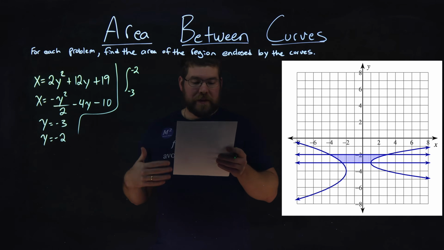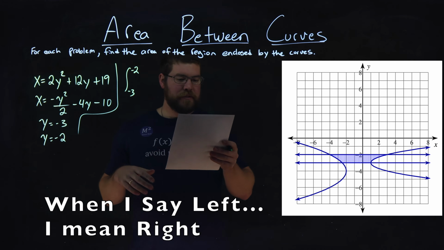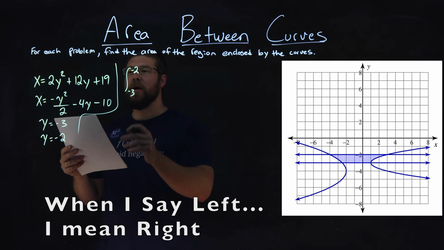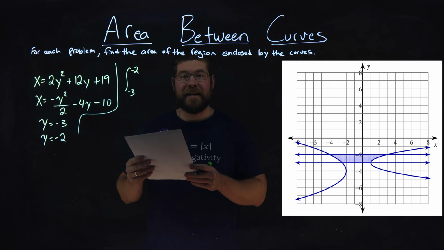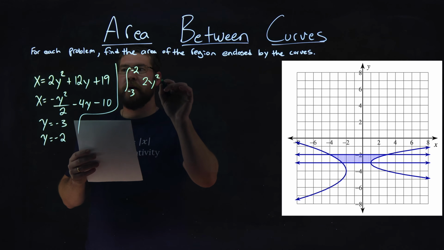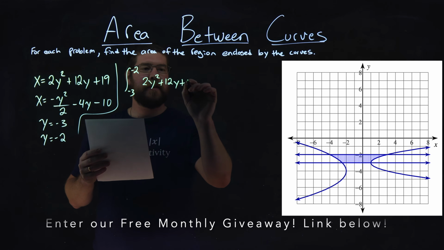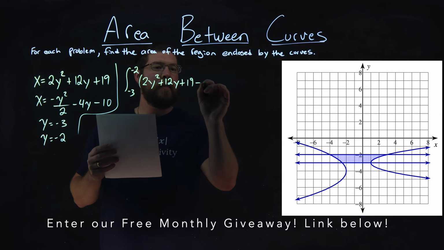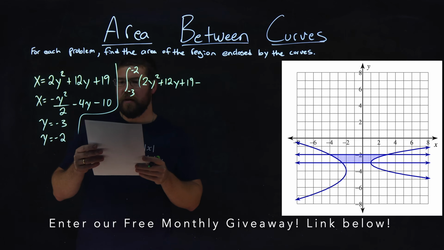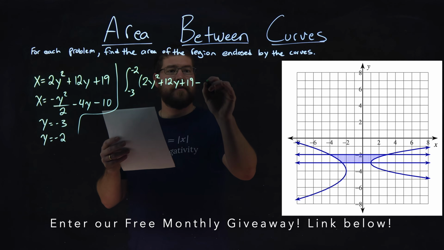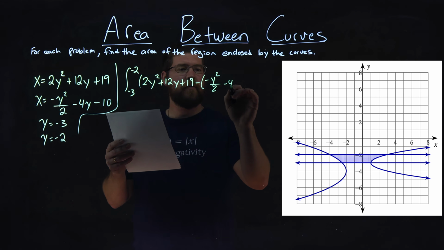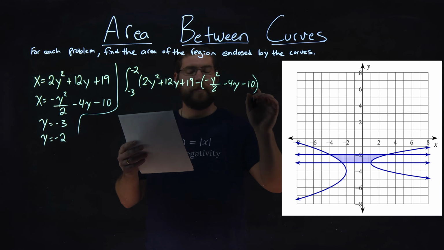Well, the most left equation that we start with is 2y squared plus 12y plus 19. So we put that in first, 2y squared plus 12y plus 19. And then we have to subtract the right equation. So that is negative y squared over 2 minus 4y minus 10 dy.